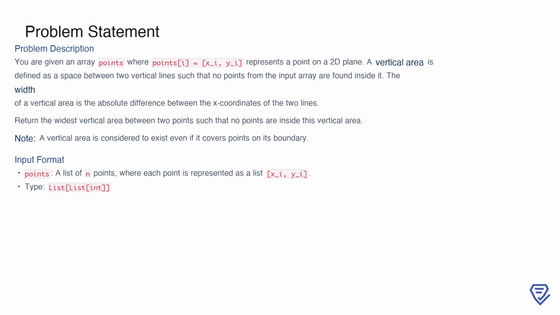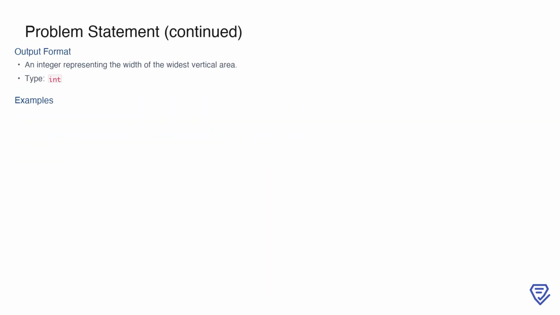Our task is to determine the widest vertical area between two points such that no other points from the input array lie inside this area. The key here is that points lying exactly on the boundaries of the vertical area are allowed, but no points should exist strictly within the area. Ultimately, we need to return an integer representing the maximum width of such a vertical area.